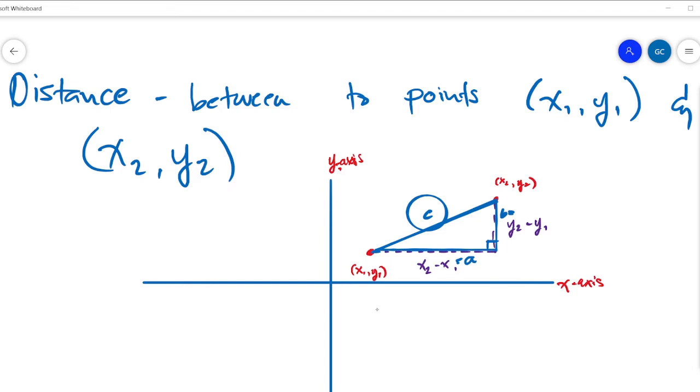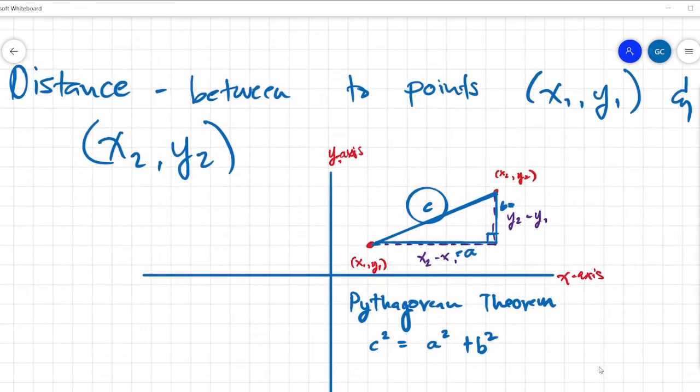And if you can remember, that is actually what we call the Pythagorean theorem. By the Pythagorean theorem, we only say that if we have a right triangle, the square of the longest side, which is C, is just equal to the sum of the squares of the shorter sides, which is A squared plus B squared. So that is our Pythagorean theorem.